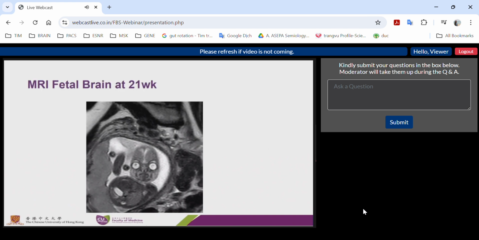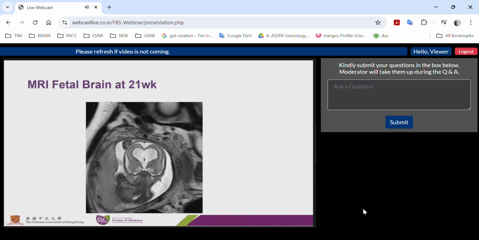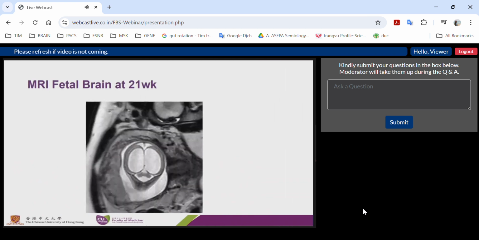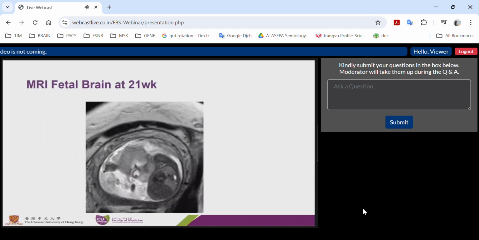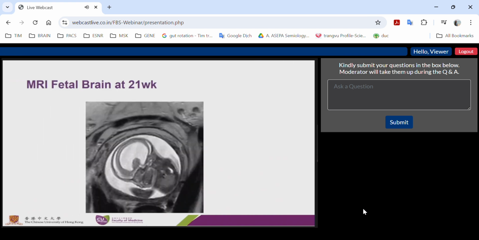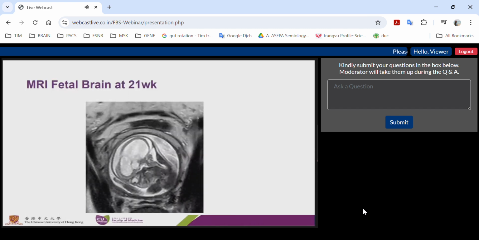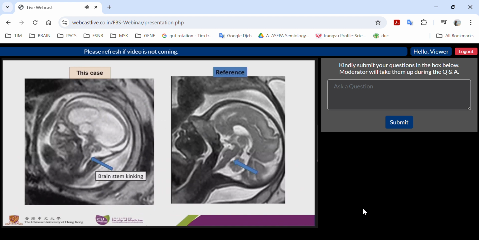And this is the MRI of the fetal brain in the coronal plane from the front to the back. And this is the sagittal plane. So this is the mid-sagittal section of the fetal brain. I think some of the experts here may already know the diagnosis after seeing the MRI. So here you can see there is a brainstem kinking as compared to the normal reference.